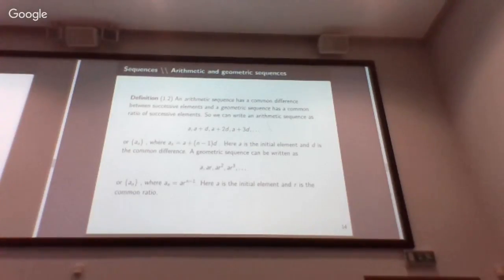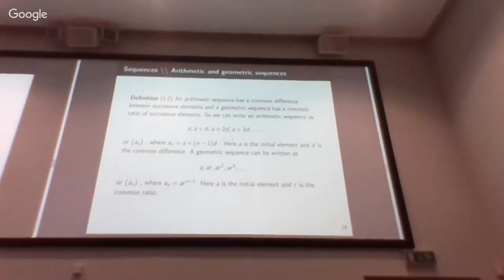So the formula for the nth term of an arithmetic sequence like this is apparent from that. The nth element, a_n, can be written as the first element, a, plus n minus 1 factors of d. So you take n minus 1 steps to get from the first element to the nth element. But that's an arithmetic sequence, one that proceeds by adding a fixed amount.